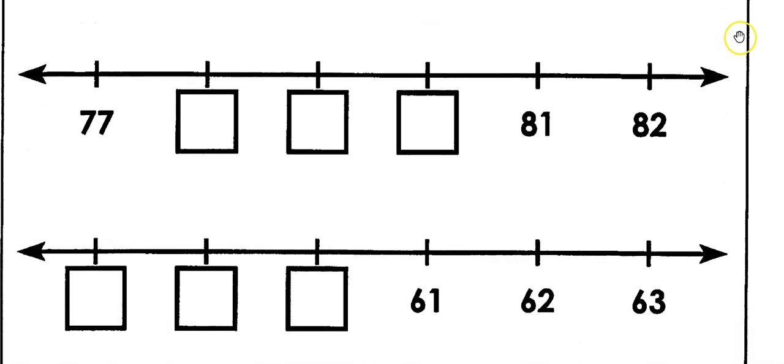Okay, now I have 77, I have 81 and 82. Well, from here, I could figure out, well, how do I get from 81 to 82? What did I do? Yes, you're right. Again, I added 1 again. Okay, so go ahead and fill those out. Same thing for 61, 62, and 63. What's the pattern?